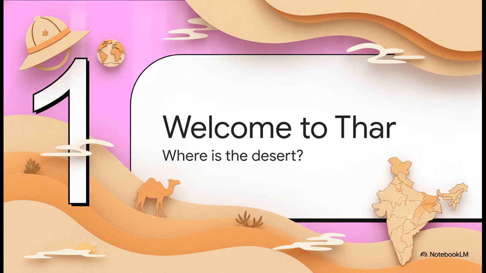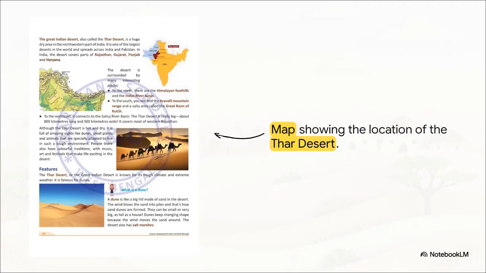Now, you might be wondering, where exactly is this giant sandy wonderland even located? Let's take a look at this map right here to see where this giant desert sits. The Great Indian Desert, or the Thar Desert, is a huge dry area in the northwestern part of India. It's actually one of the largest deserts in the entire world. Can you tell me which states the desert covers? Let's think about this for a second.